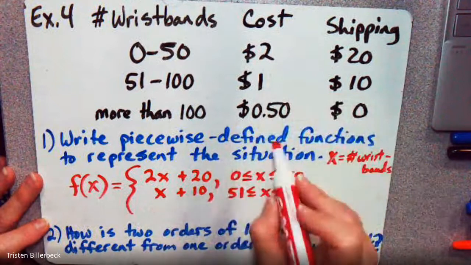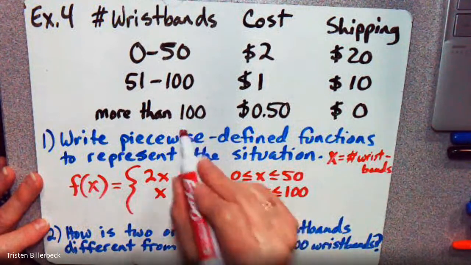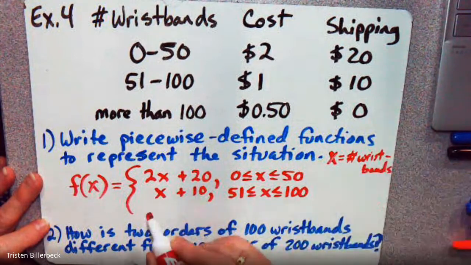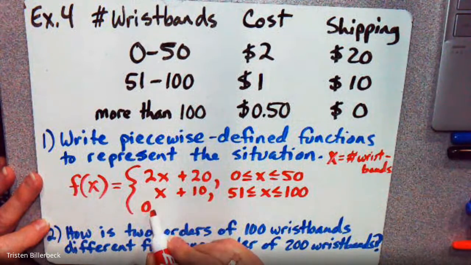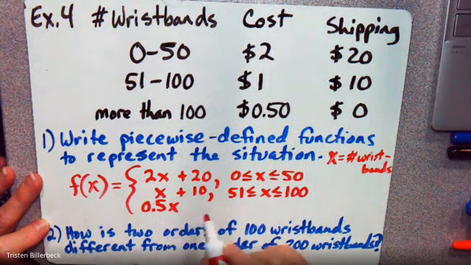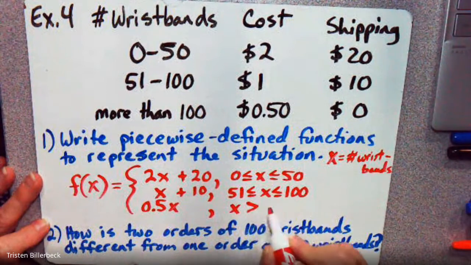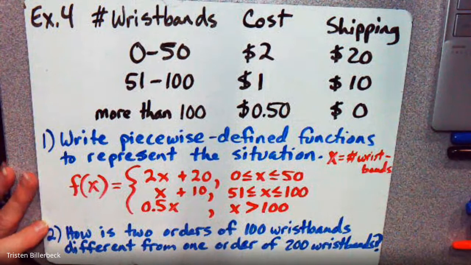The last one is 50 cents each if I order over 100. So there's no shipping, so I have no y-intercept. So I'm going to write 0.5x, and it's not adding anything. And then I'm just going to write x is greater than 100. And it's just as simple as that.